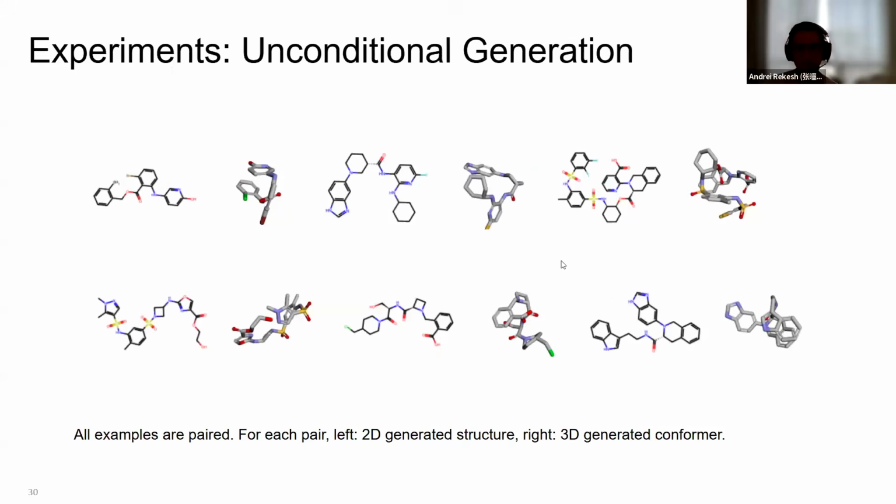Okay. So for unconditional generation, we're getting into our experiments now. Nothing too crazy here. This is just a few building blocks. There are graphs on the left and conformers on the right as sampled from our model. These are somewhat on the bigger side, but they help demonstrate the capabilities of our model to generate reasonable conformers even for molecules that are on the larger side.